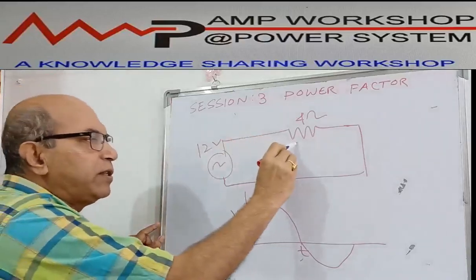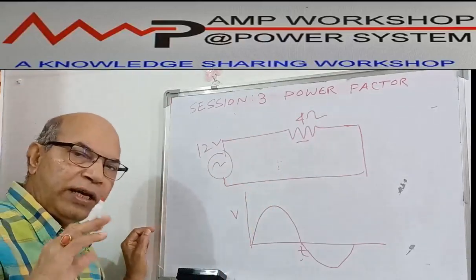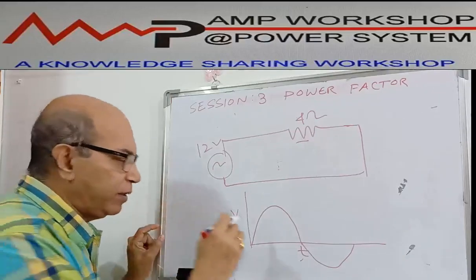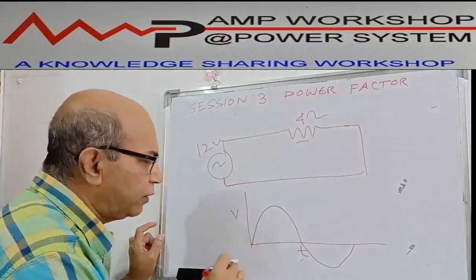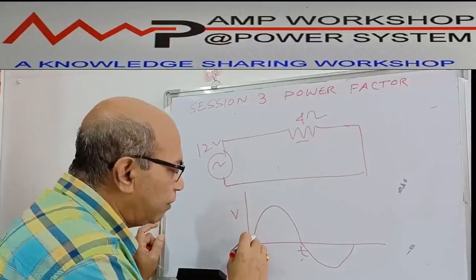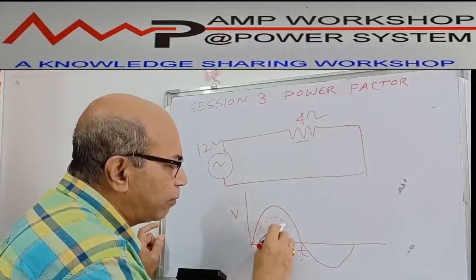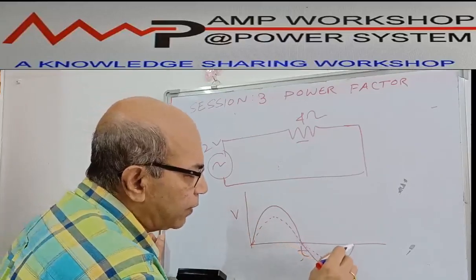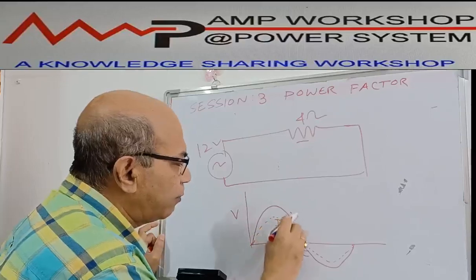Now in the case of a resistive circuit, there is no leading or lagging. So the current and voltage are in the same phase. That means when the voltage is 0, current is 0. In this case the current will look like this. Suppose the magnitude of current is less than voltage, but it is in the same phase. This is the current and this is the voltage profile.